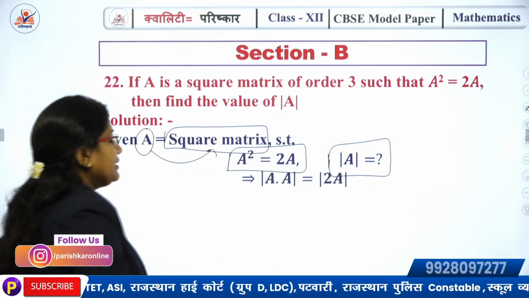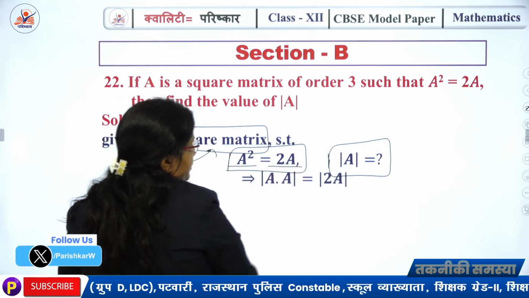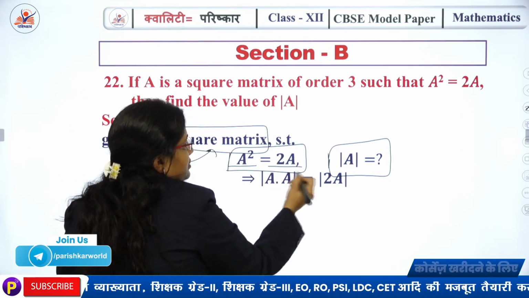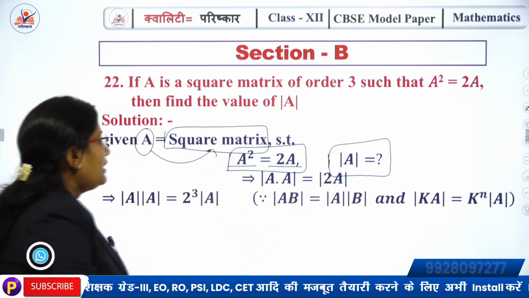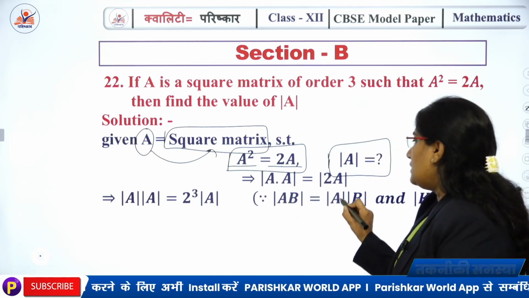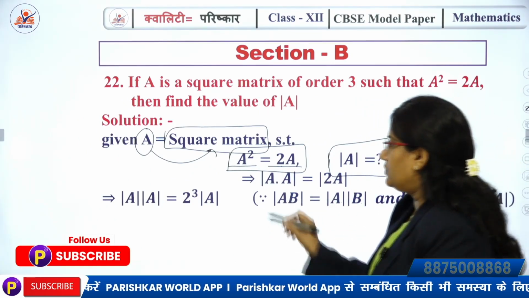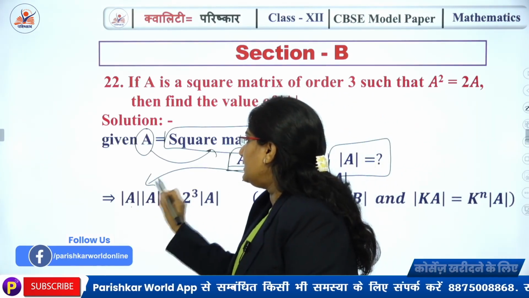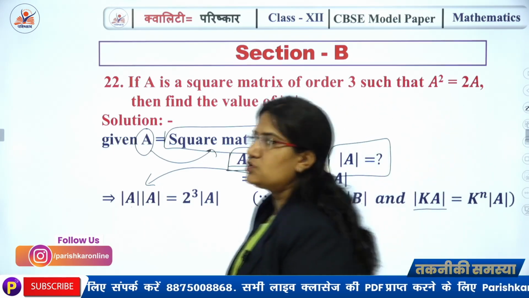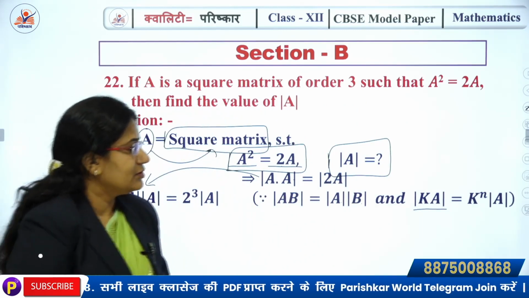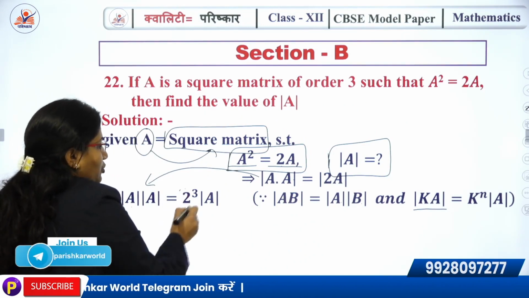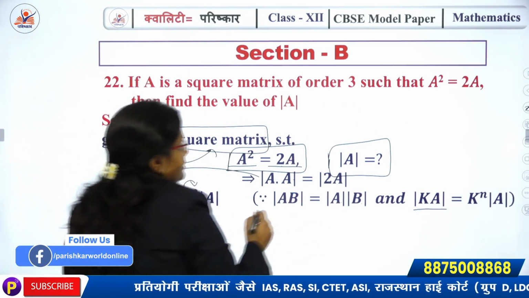Now students, you can see after taking determinant on both sides of this equation, we have determinant of A square as determinant of A dot A, is equal to determinant of 2A. Again, students, we can see that determinant of A dot A can be represented as determinant A times determinant A. Again we have determinant of kA is equal to k to the power n determinant A. And here the value of k is 2. That means 2 to the power 3. What is 3? 3 is the order.